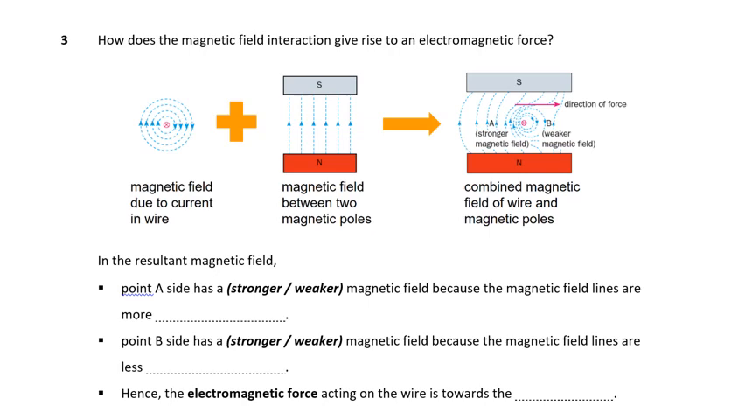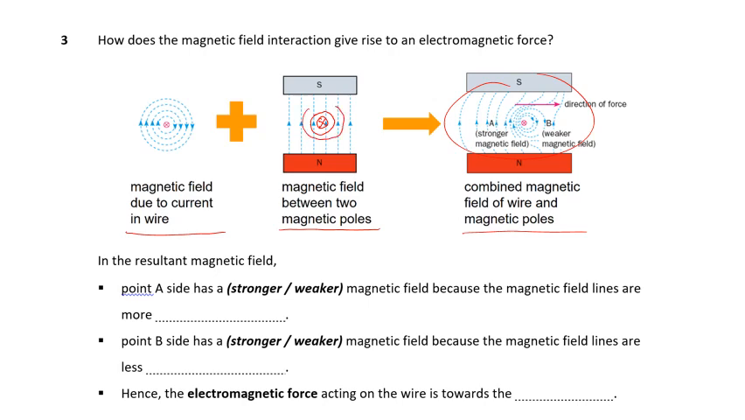Okay, so what we have here, for example, is a magnetic field due to the current in a wire, and we have a magnetic field between two magnetic poles. What you see on the extreme right hand side is the combined magnetic field of the wire and the magnetic poles. But how does this combined magnetic field actually happen? Remember, this is combining the wire magnetic field as well as the permanent magnetic field. So I'm going to draw just very briefly over here.